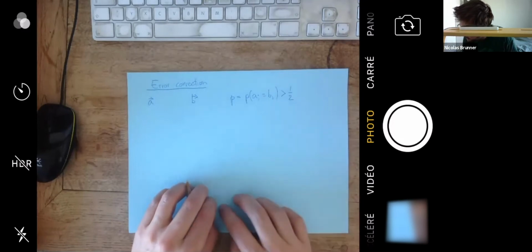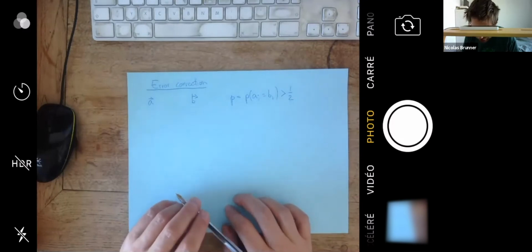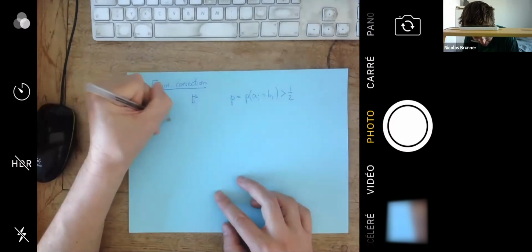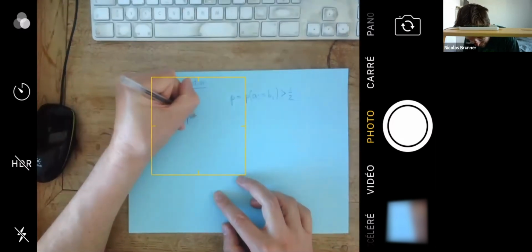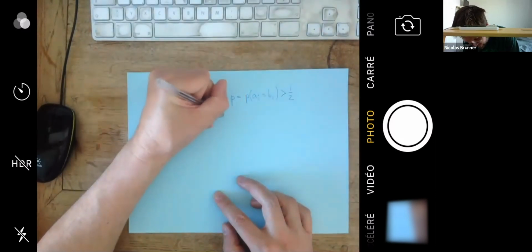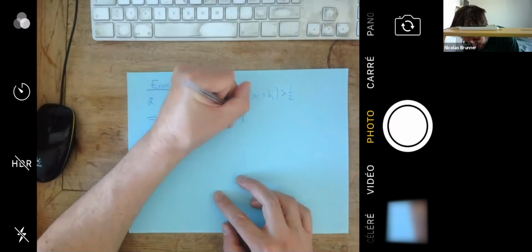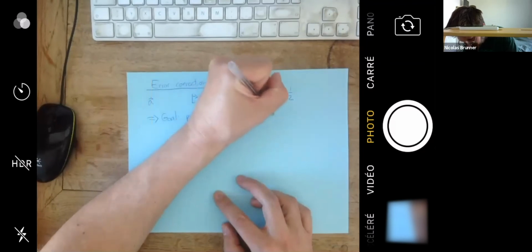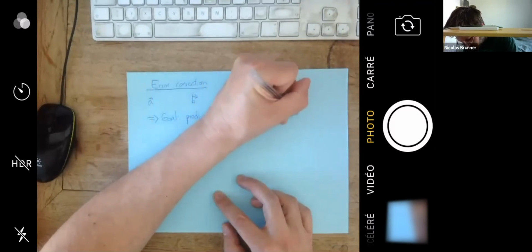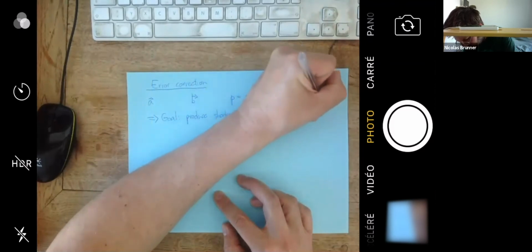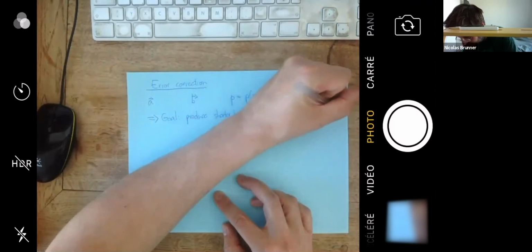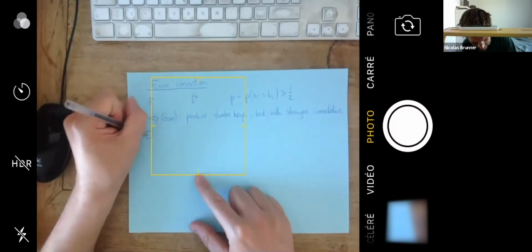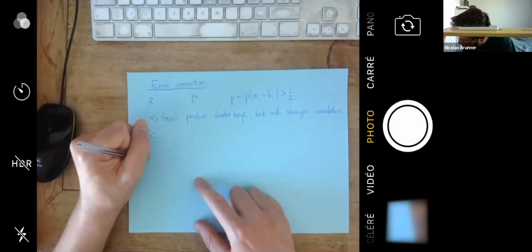All right, so now we want to produce shorter keys with less errors. So the goal: produce shorter keys, but with stronger correlations. Here is how the protocol goes. This is our error correcting protocol.